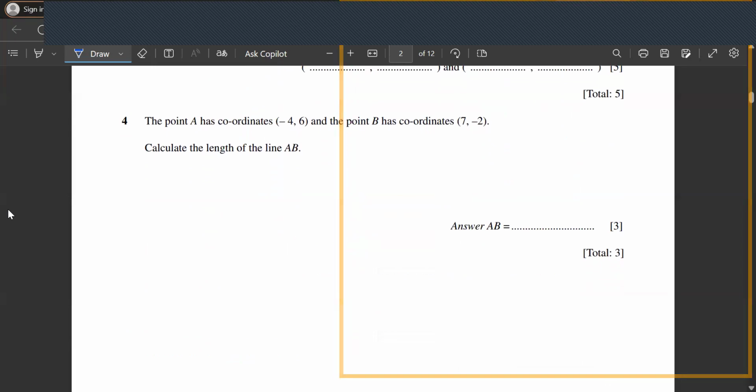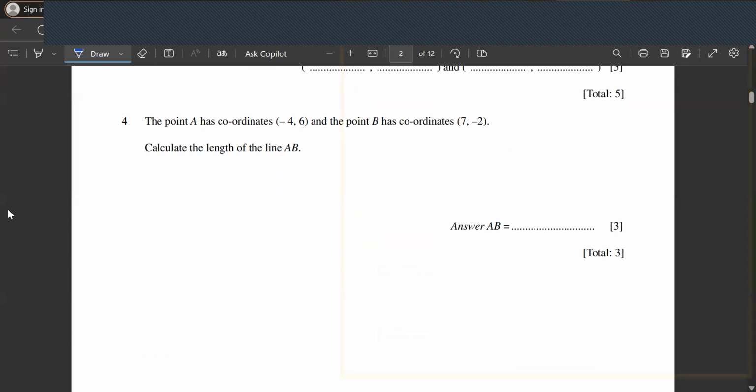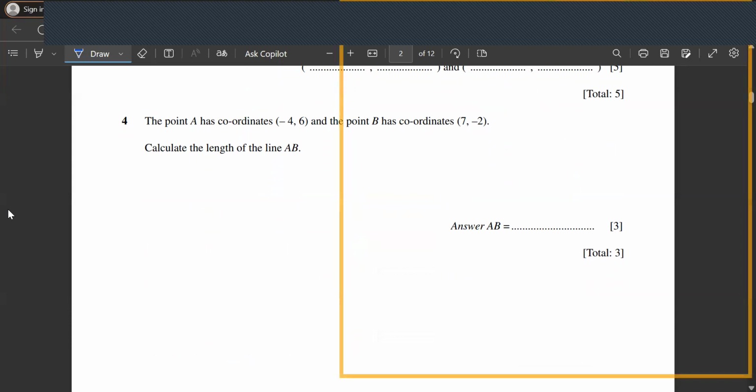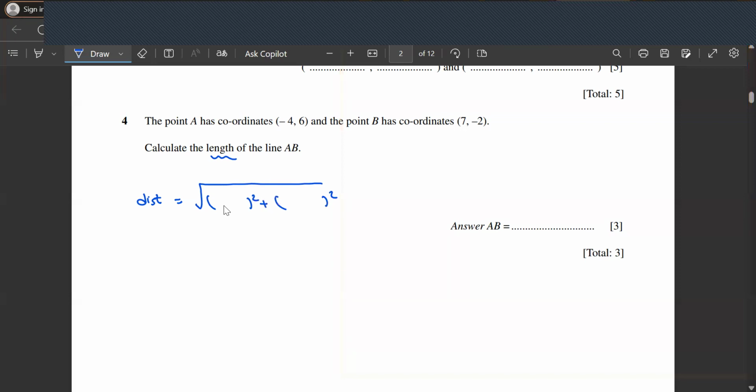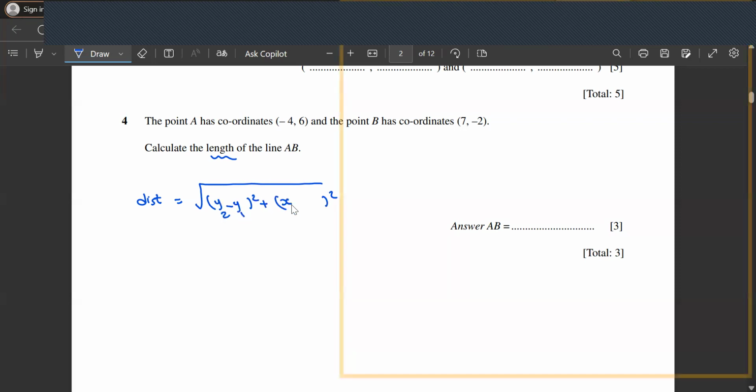Okay, this question, you remember this question? Yes, we're going to use the rule of y2 minus y1 squared plus x2 minus x1 squared. Yes, that's what I'm going to do. Do you remember the rule of the distance? Okay, if he wants the length of AB, that means he wants the distance. What is the rule of the distance? The distance equals, I will write the full rule here. Two brackets like this. y2 minus y1, x2 minus x1. Okay?